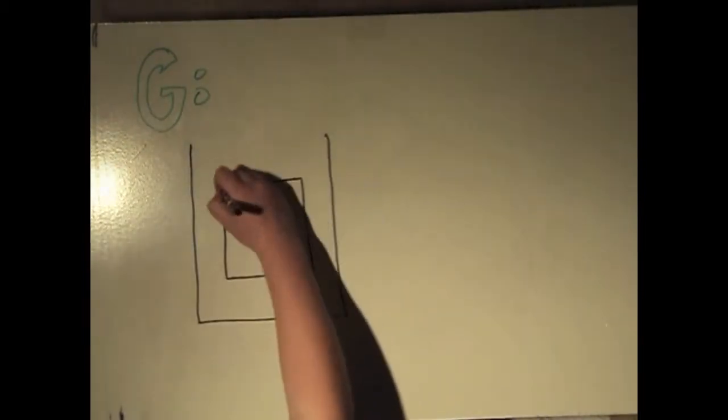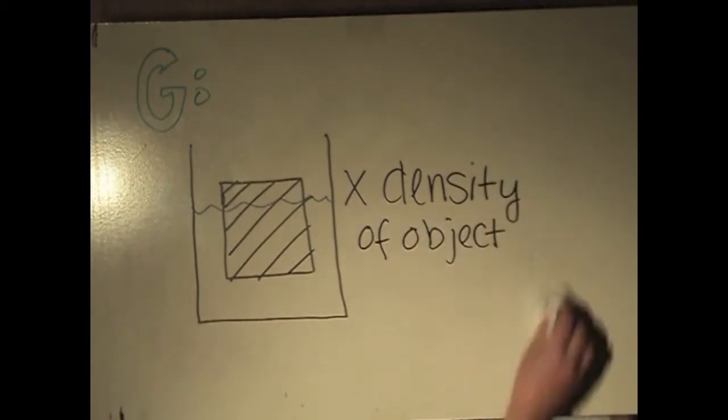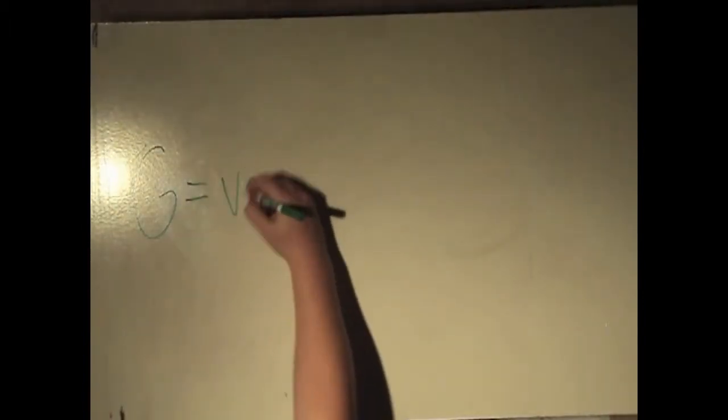Now let's talk about the gravitational force. Gravity is equal to the volume of the object times the density of the object. As an equation, it looks like this.